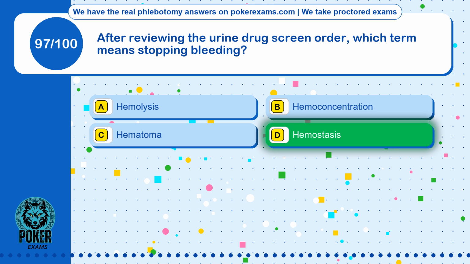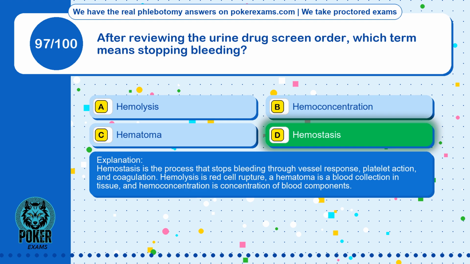Hemostasis. Hemostasis is the process that stops bleeding through vessel response, platelet action, and coagulation. Hemolysis is red cell rupture, a hematoma is a blood collection in tissue, and hemoconcentration is concentration of blood components.